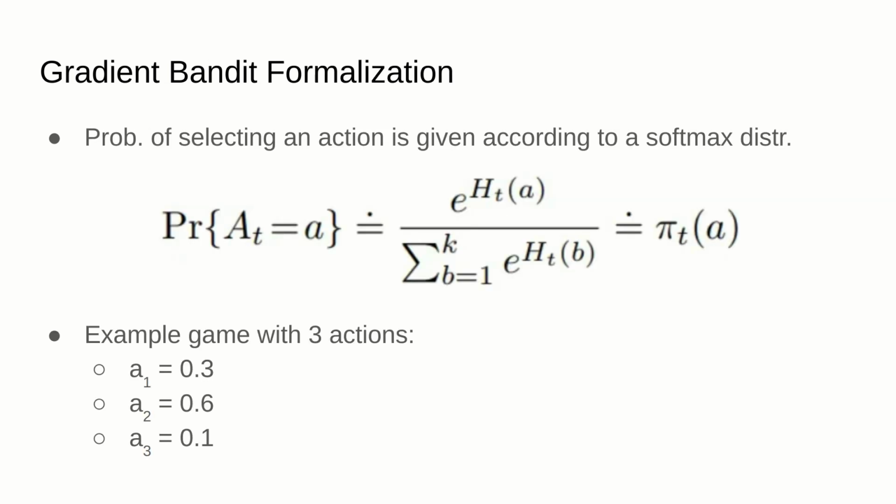The probability of selecting any action with gradient bandit algorithms is given according to a softmax distribution. If you're not familiar with softmax, it's a function that outputs probabilities over a set of numbers such that the probabilities sum to 1. In this case, the set of numbers are the actions. So each action will be given a probability of being selected, and the probabilities of all these actions will sum to 1. For example, if there's a game with 3 actions, then the probability of selecting action 1 could be 0.3, action 2 could be 0.6, and action 3 could be 0.1.